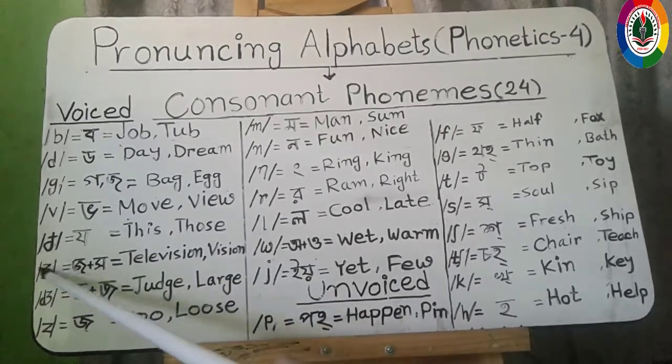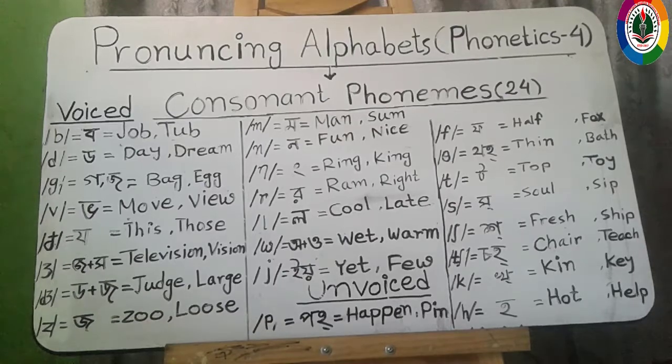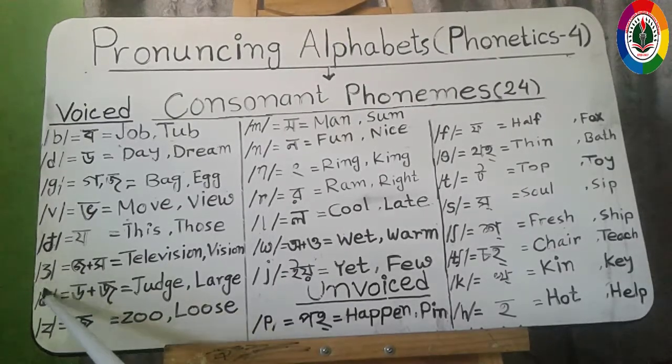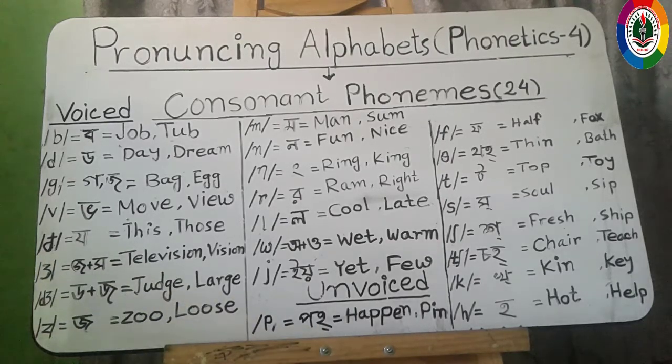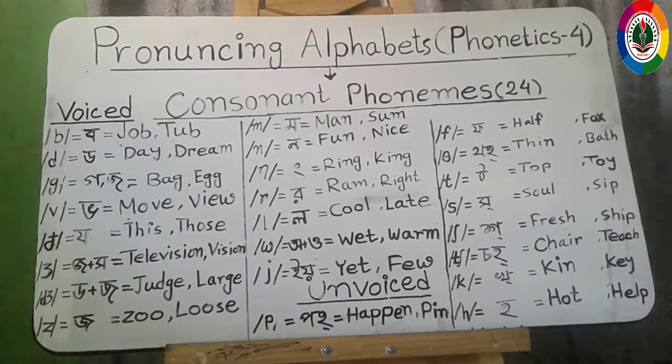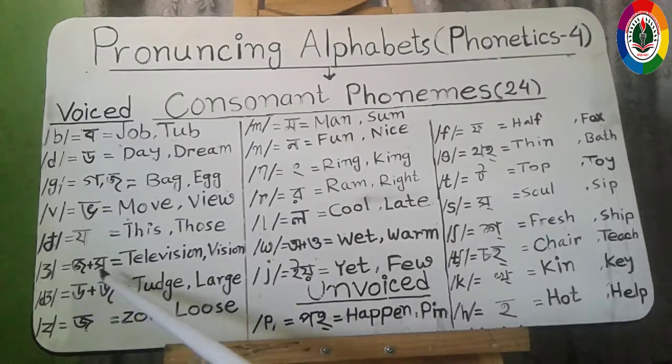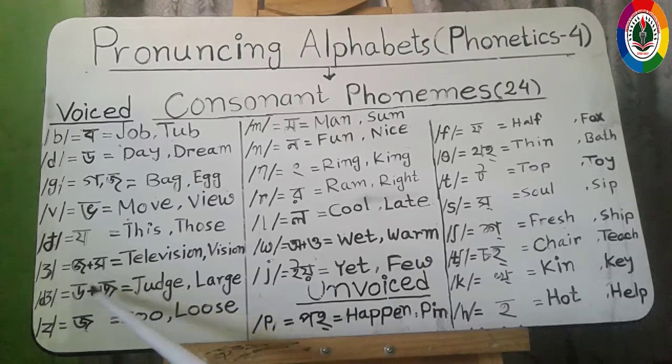Now move to this sign. It is the most critical phoneme sign of the English language because the alteration of this phoneme is quite difficult. But as in my phonetics part 2, I already told you how to pronounce this phoneme. Again, try it with me.